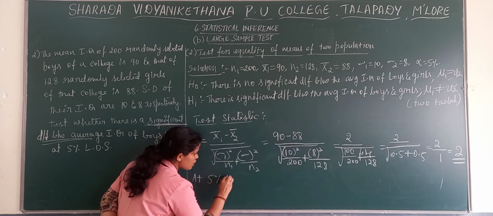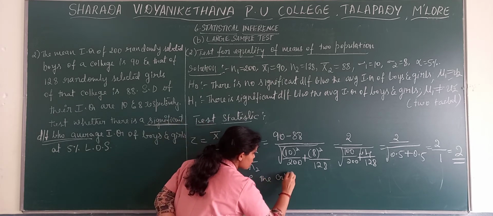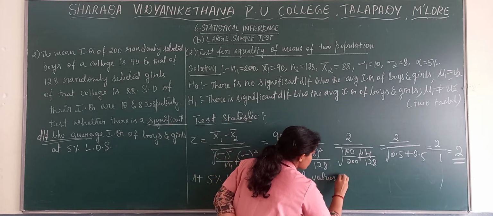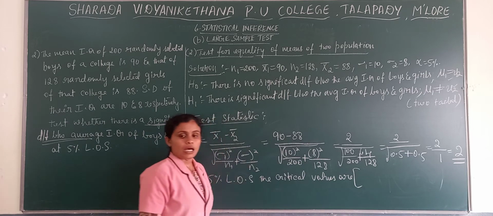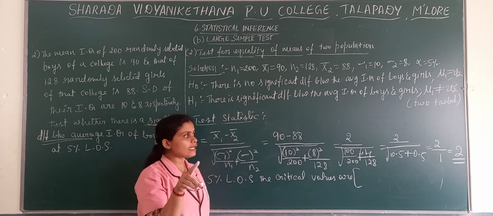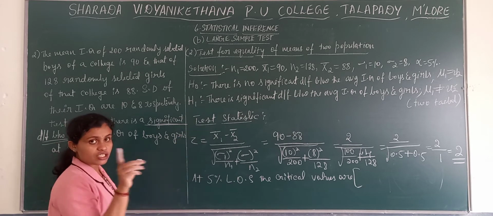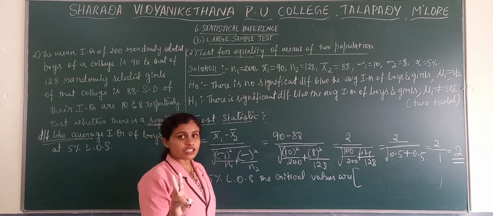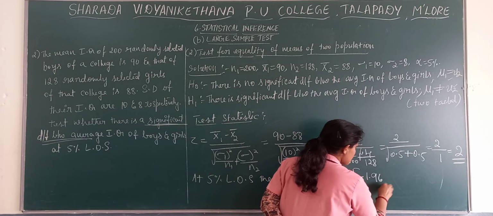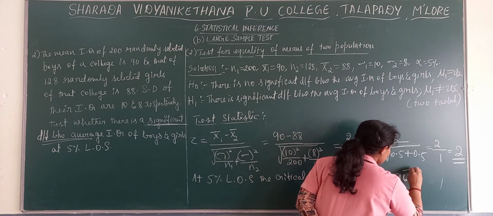At 5% level of significance, since it is a two-tailed test, the critical values are, I hope you know how to check the values. There you need to see the statistical table. Two-tailed test at 5% level of significance. If it is two-tailed, as I said, we get two values: minus 1.96 and positive 1.96.